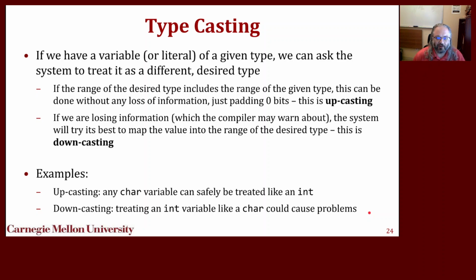Casting can work in two different ways. If we're going from a variable type of a smaller range to a variable type of a larger range, this can be done without any warnings, without losing any information. We're simply just padding a bunch of bits with zeros. This is called upcasting. For example, if I give you a variable that is a character, the range of a character is a subset of the range of an integer. So if I say, here's a character, store it or treat it like an integer, that's no problem at all.